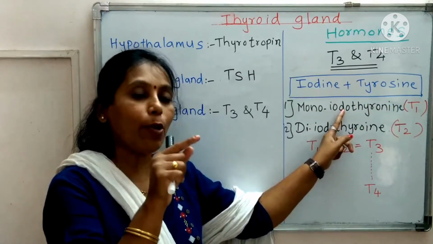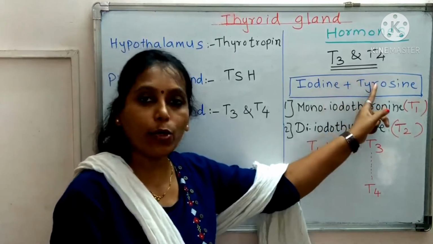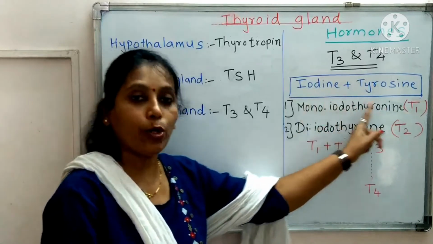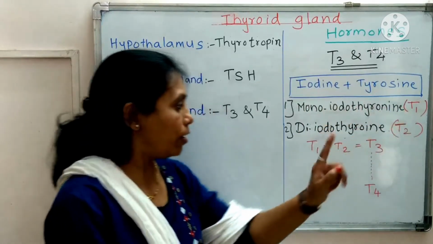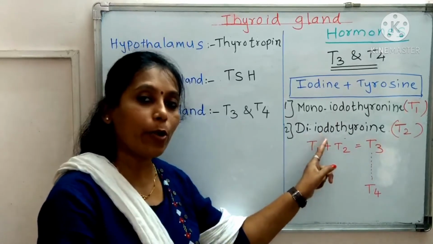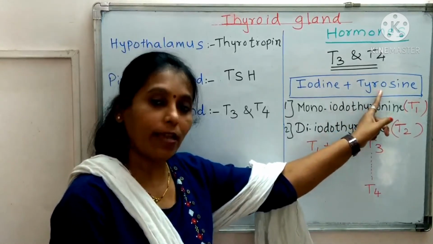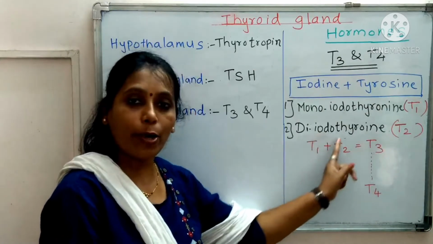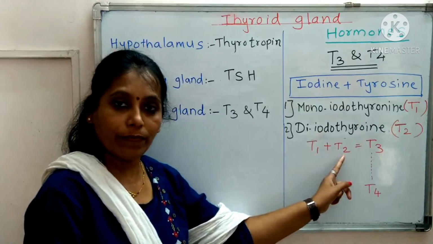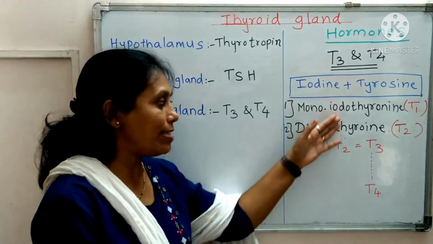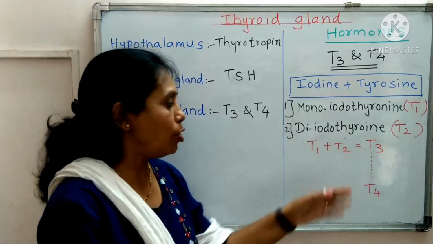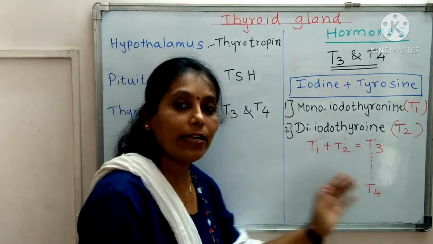If a single iodine molecule is added to tyrosine, then it is called T1, monoiodothyronine, that is the T1 hormone. Diiodothyronine, di means two molecules of iodine. If they are added to tyrosine, then it is called diiodothyronine, T2. Okay, T1 plus T2 combine together. So these are the precursors for formation of the main hormones T3 as well as T4.